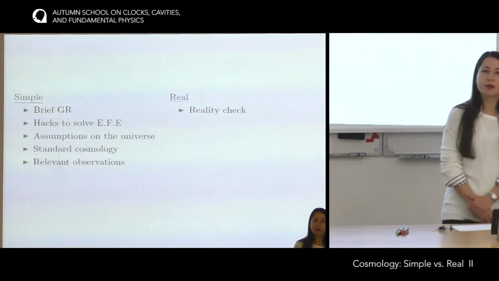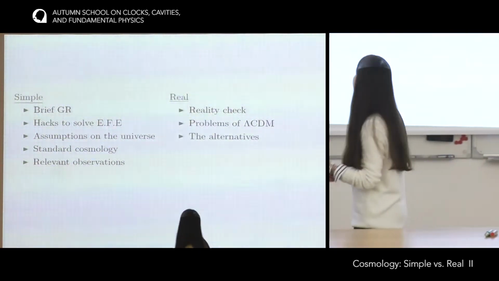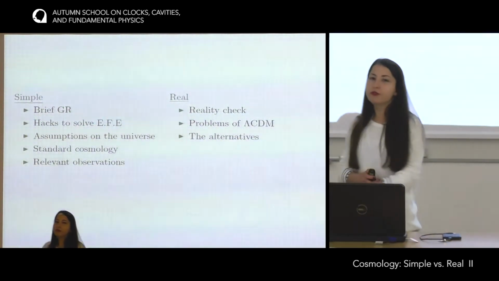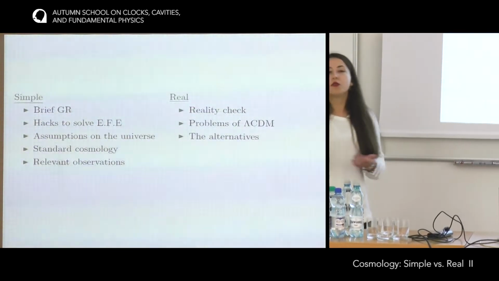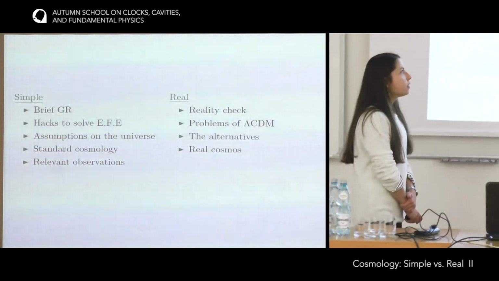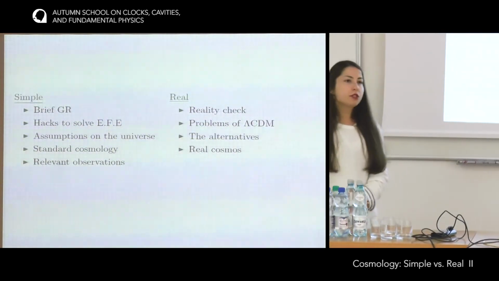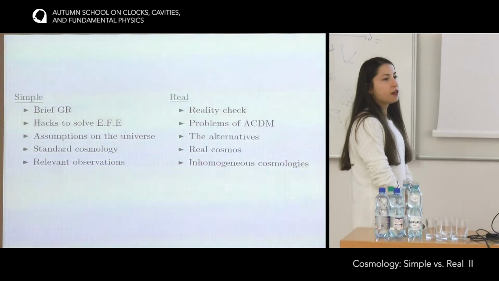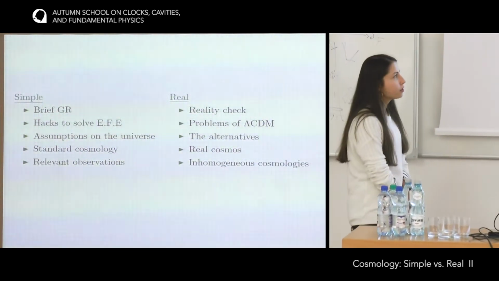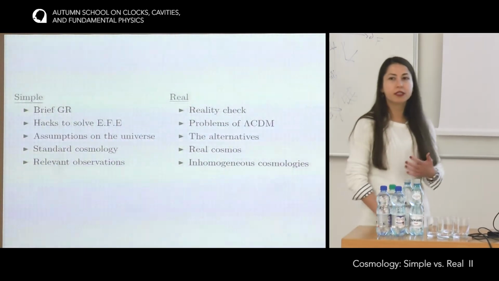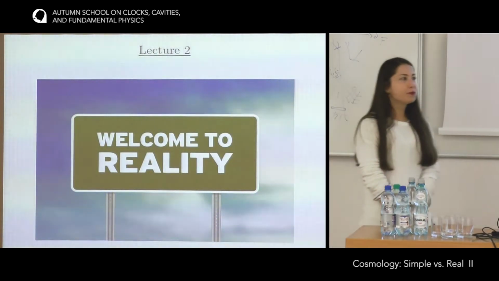So today we're going to have a reality check, and I'm going to talk about the problems of the lambda CDM, and then I'll give a brief review about the alternatives, like modified gravity, how to modify GR or the cosmology in general. And I'll talk about the real cosmos, how the universe really looks like. And this will give a motivation about a viable alternative to the standard cosmology, which are inhomogeneous cosmologies. I'll give a brief summary of the concepts and the mathematical constructions about that. So, okay, lecture 2.